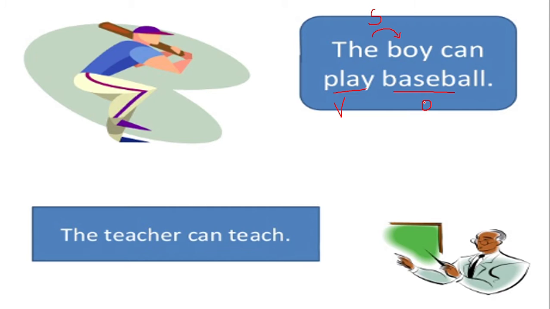Now, before the verb, there is the word can. The word can is putting pressure on the word play, meaning it is putting more weight on the verb. The teacher can teach. Here also the word can is putting some effort on the word teach. Teach is the action verb over here.